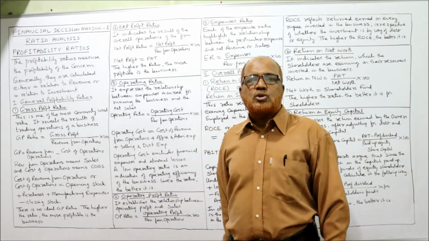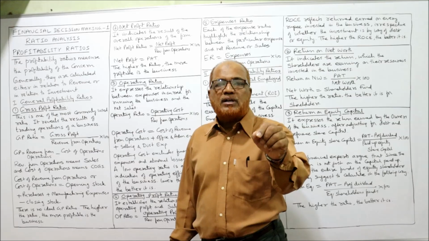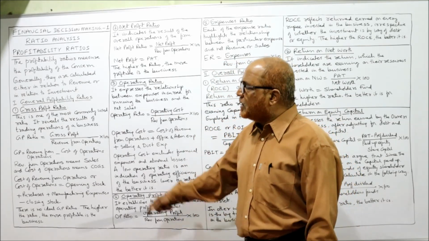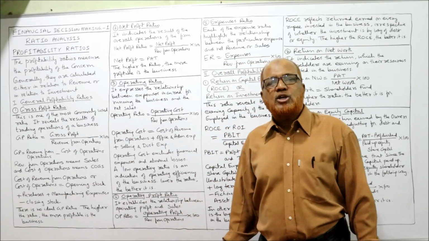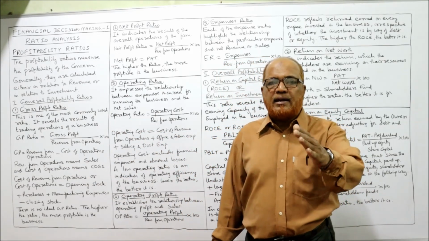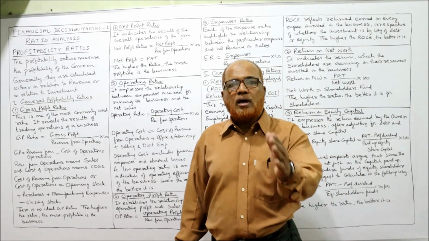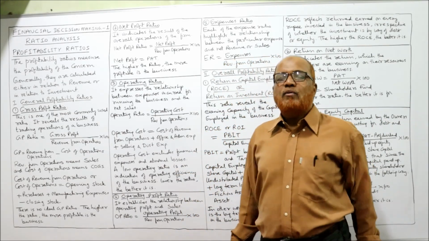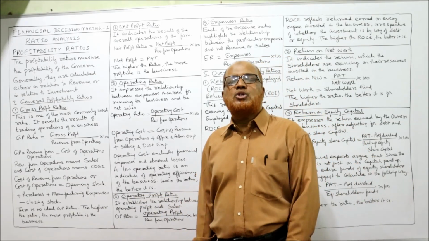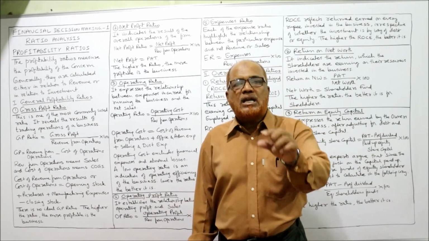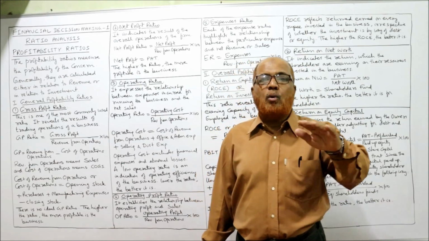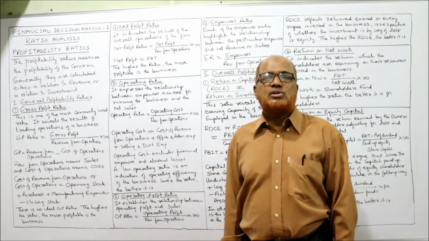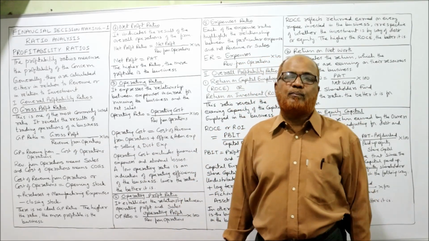Now profitability ratios are concerned with the profitability of the concern. How much profit is the business earning? Generally, the profitability ratios are calculated either related to revenue or related to investment. So from that point of view, we divide the profitability ratios into 2 categories: general profitability ratios and overall profitability ratios. These general profitability ratios are related to revenue.